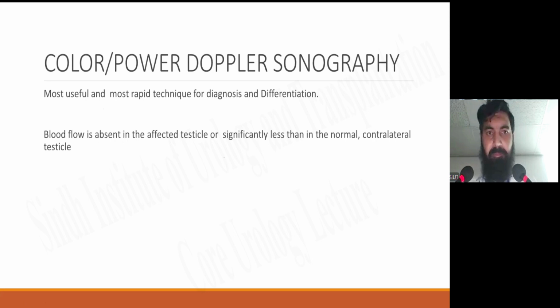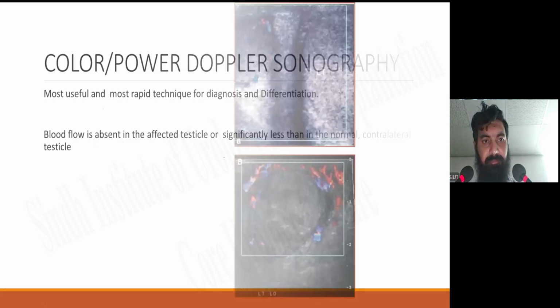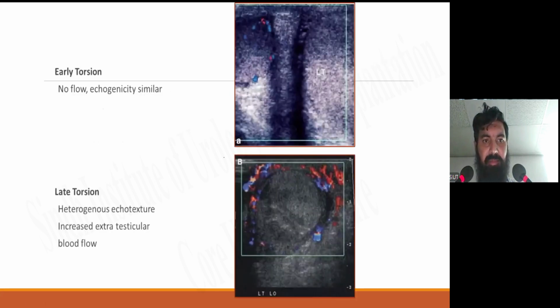Color and power Doppler sonography is the most useful and most rapid technique of diagnosis and differentiation. Blood flow is absent in the affected testis and significantly less than in the normal contralateral testis. In early torsion, no flow is observed and the testis echogenicity is homogeneous. In late torsion, there is heterogeneous echotexture and increased extratesticular blood flow.